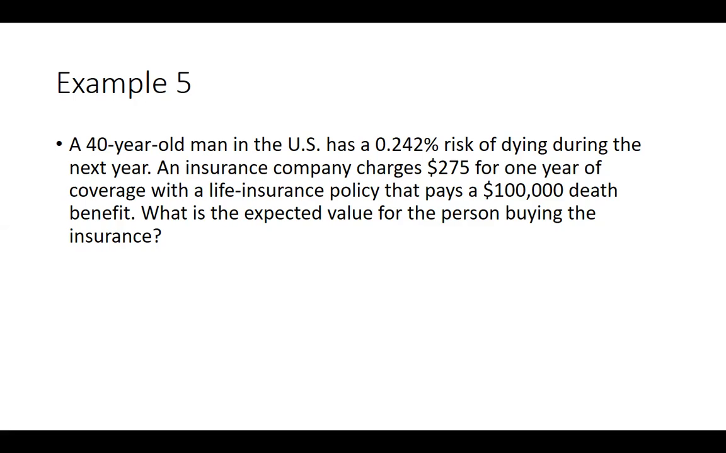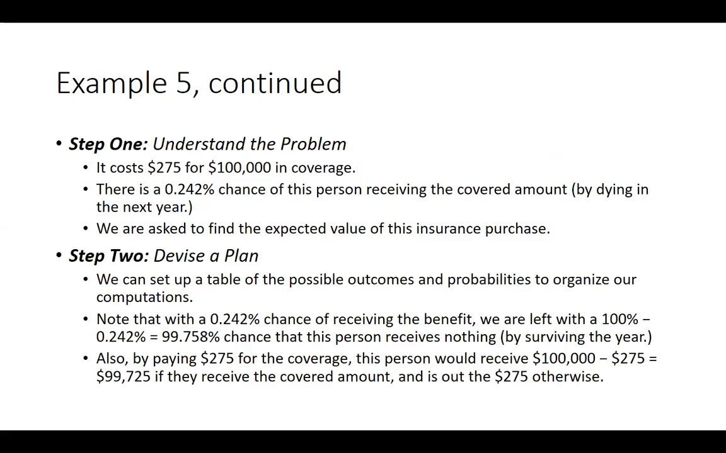Step 1, understand the problem. It costs $275 for $100,000 in coverage. There is a 0.242% chance of this person receiving the covered amount by dying in the next year. And we're asked to find the expected value of this insurance purchase. Step 2, devise a plan. We can set up our table of the possible outcomes and probabilities to organize our computations.